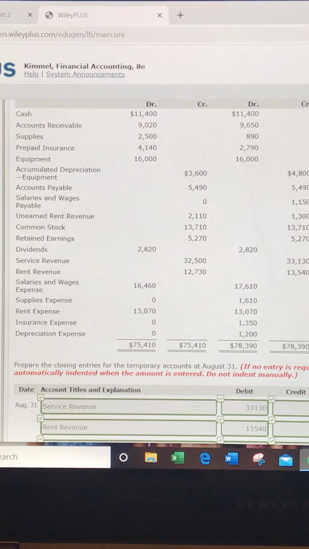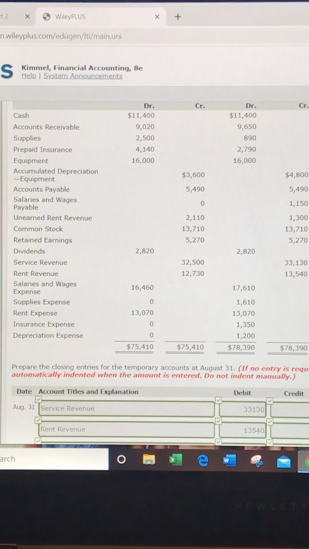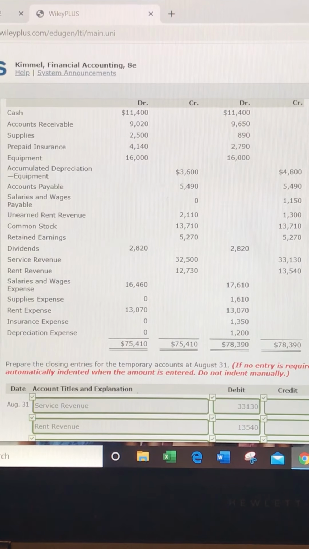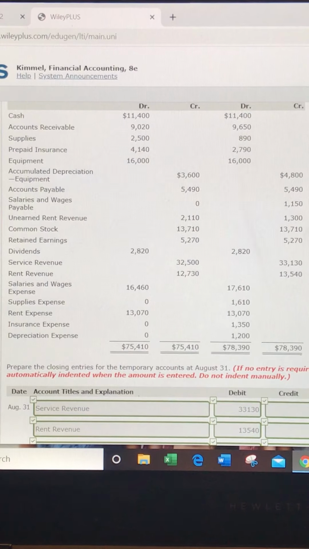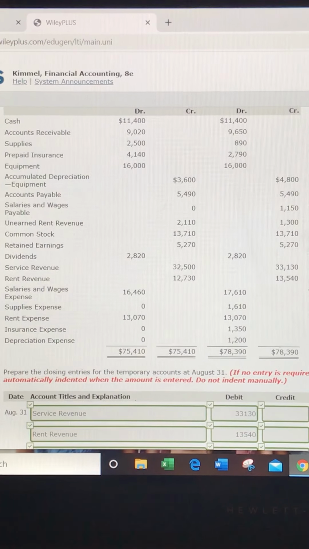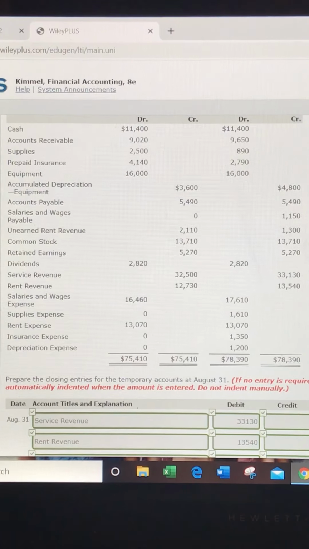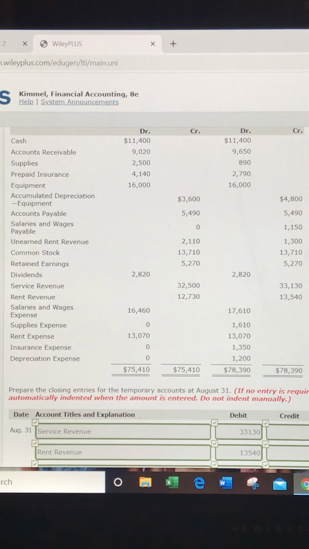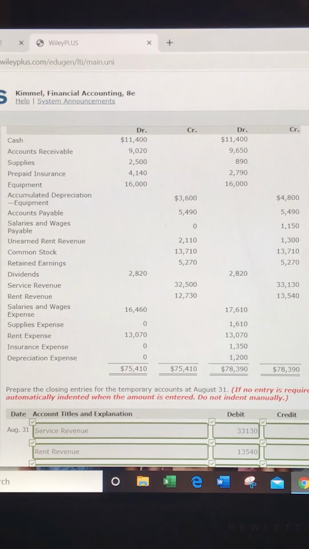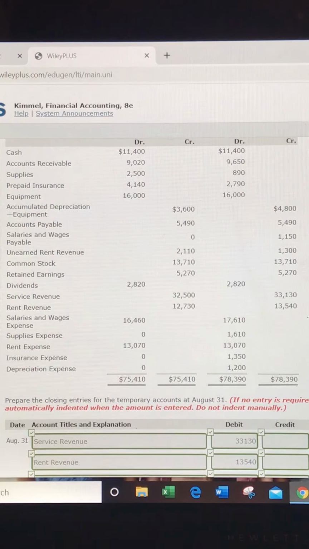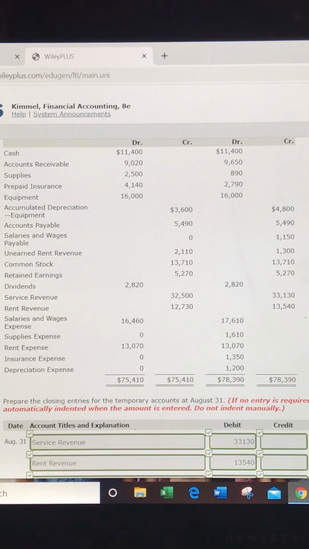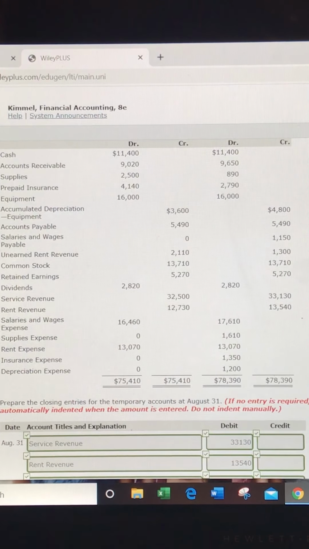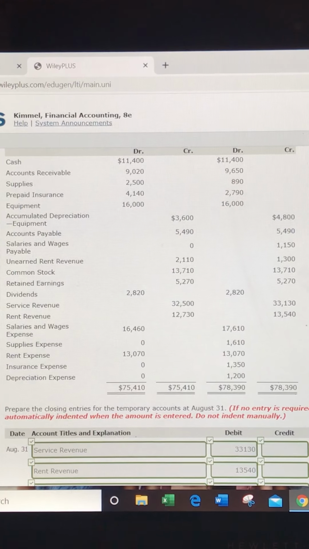I will be working through exercise 423, which is preparing the closing entries for the temporary accounts for the Faro Company. Before we get started, I will remind you that we only close out temporary accounts, which are revenue accounts, expense accounts, and our dividends accounts. You do not close out permanent accounts, which are asset and contra asset accounts, liability accounts, and stockholder equity accounts.